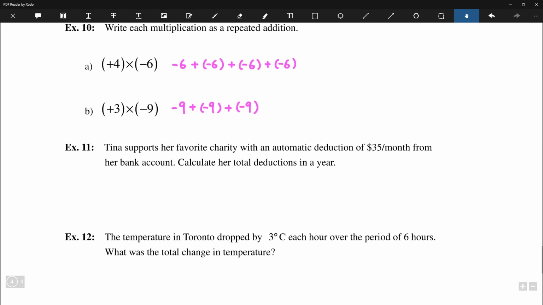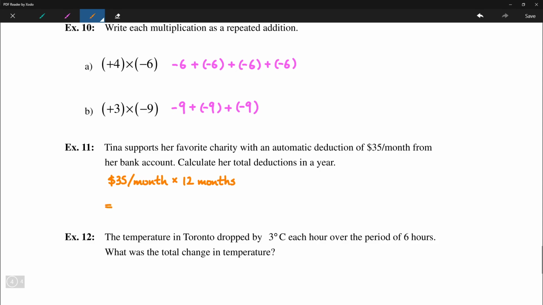Tina supports her favorite charity with an automatic deduction of $35 per month from her bank account. Calculate her total deductions in a year. So this would be simply $35 per month multiplied by the number of months in a year, which is 12. So we will have 35 times 12. The result will be $420.